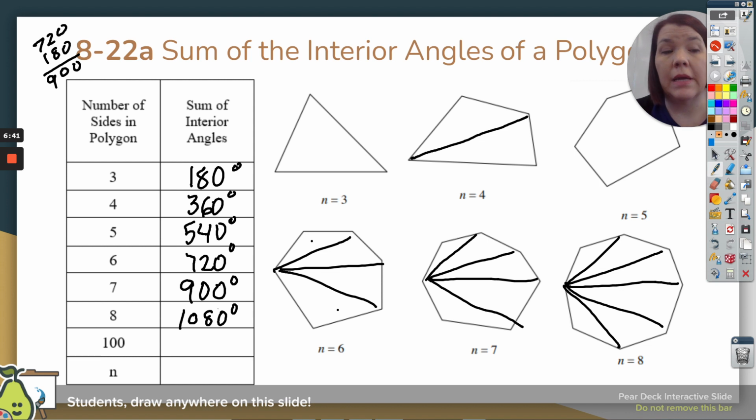I have no desire to draw an octagon, a polygon that large. No desire at all. But if I'm kind of feeling what's happening here, maybe I can make a guess. So let's just look at this. The interior angles: we started with 1 triangle, then we had 2, 3, 4, 5, 6. So the number of triangles.